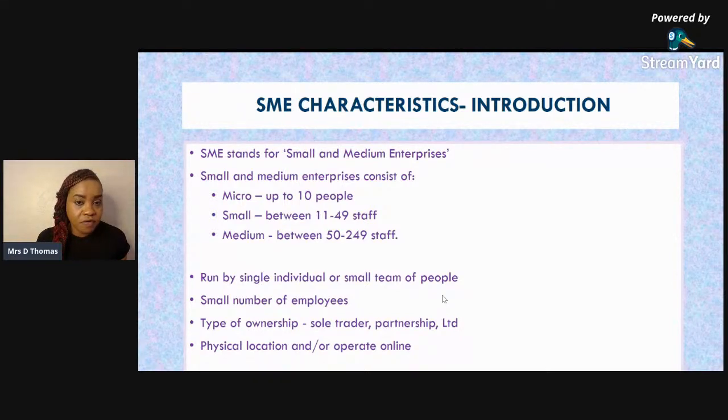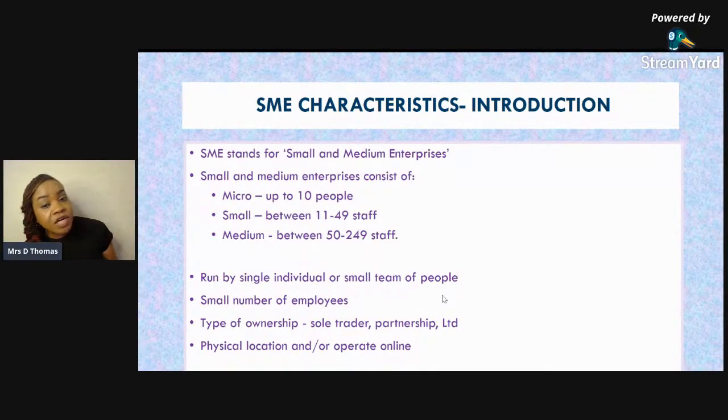249 staff. So when you investigate these businesses, you need to make note of whether or not they're micro, which is they have from 1 up to 10 people in the business, or they're a small business, which means they have 11 to 49 staff members, or they are a medium-sized business, which means they have 50 to 249 staff members. Please be careful and know which of these your business falls under.